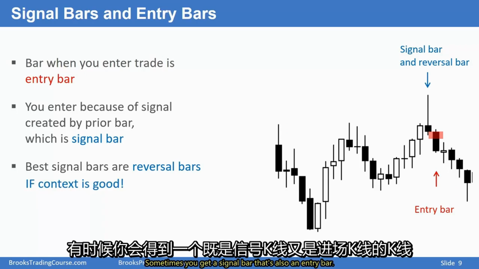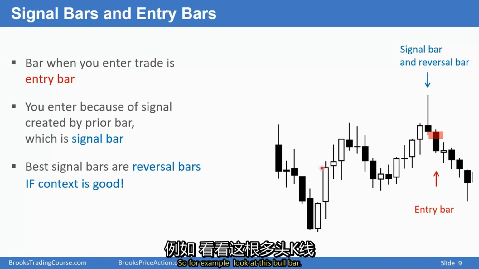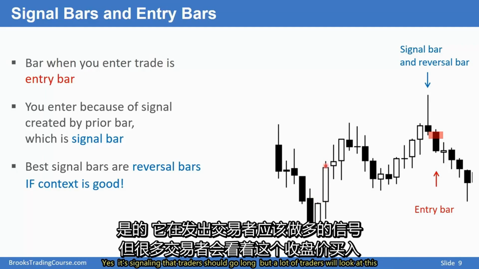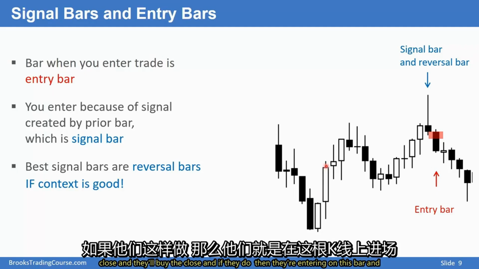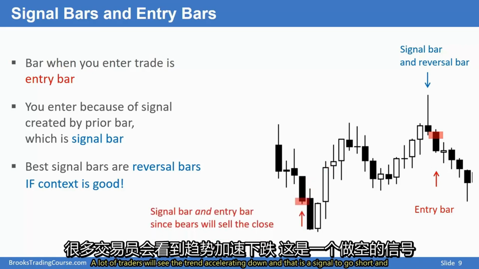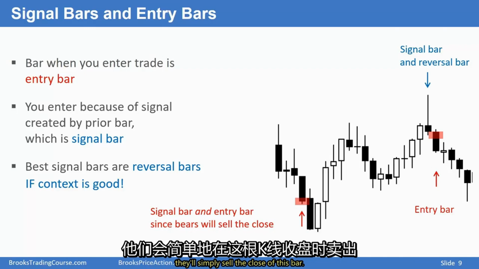Sometimes you get a signal bar that's also an entry bar. So for example, look at this bull bar. It's breaking above a tight bear channel and it's closing far above the high of the prior bar. Yes, it's signaling that traders should go long, but a lot of traders will look at this close and they'll buy the close. And if they do, then they're entering on this bar, and this bar is also the signal bar. And the opposite is true over here. A lot of traders will see the trend accelerating down, and that is a signal to go short, and they'll simply sell the close of this bar.